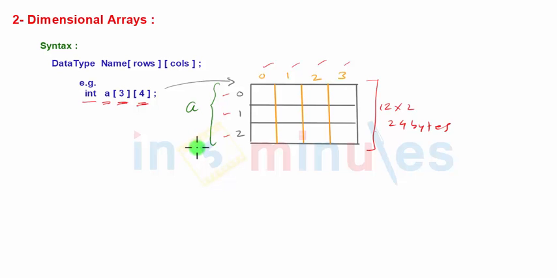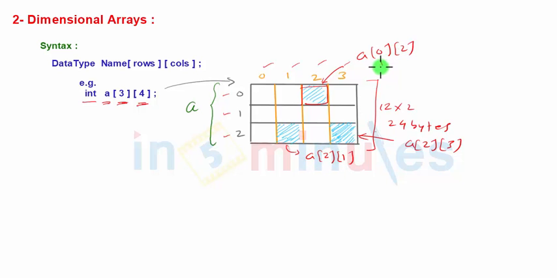and column index. For example, in case of a one-dimensional array, we use only a single index to access any element. Here, to access any element in the array, we need to represent it with a row index and a column index. For example, this element will have the name A02. This element will have the name A23, or this element will have the name A21. So every element is known by its row index and column index. First is row, second is column.